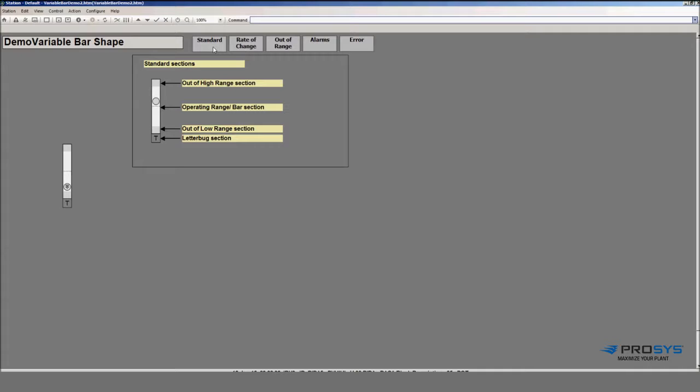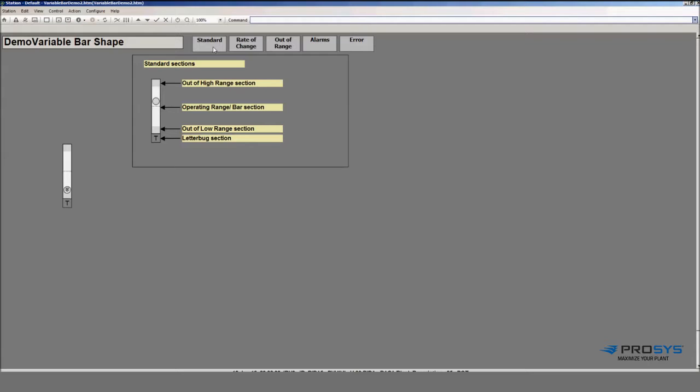The bottom section is called letterbug and it's used to show a custom defined letter to indicate what kind of physical unit the shape is showing, and it's also used for alarm purposes, but we will talk about that a little bit later. The white area in the center of the shape is a user defined operating range, for instance 600 degrees Fahrenheit to 800 degrees Fahrenheit, which can be set in the shape properties.